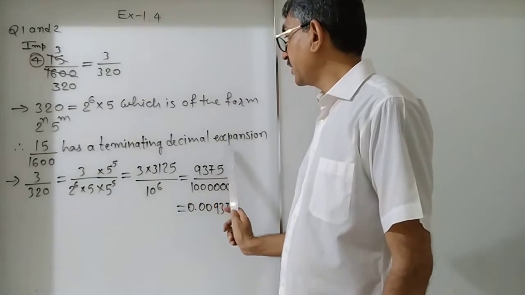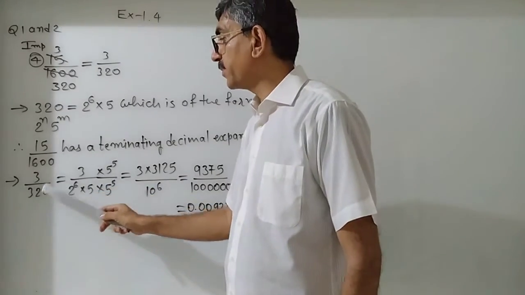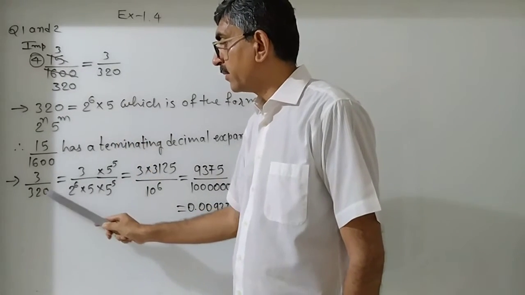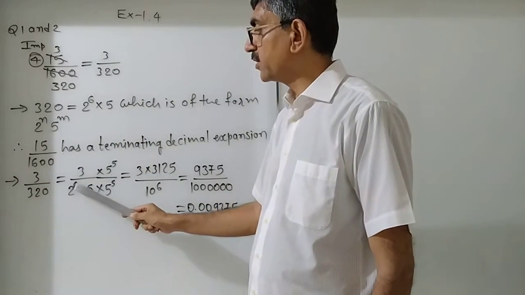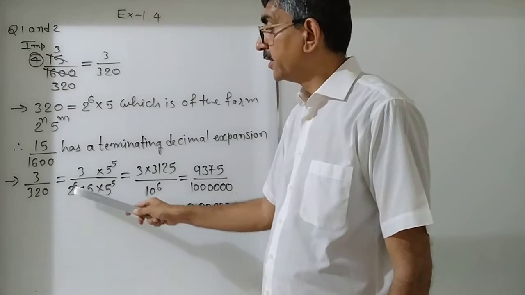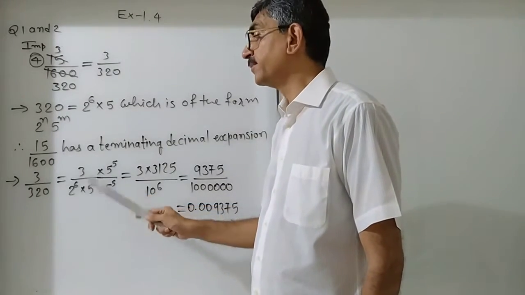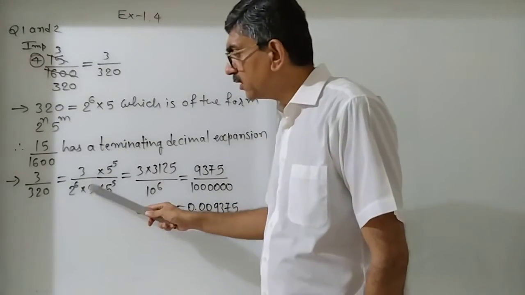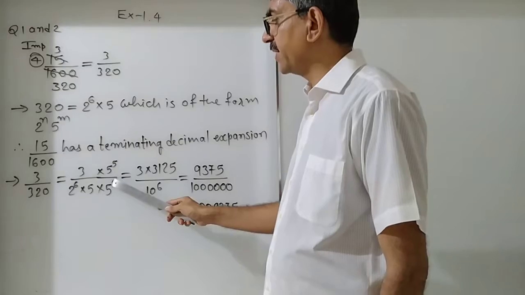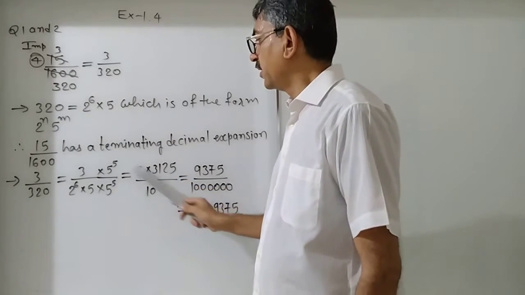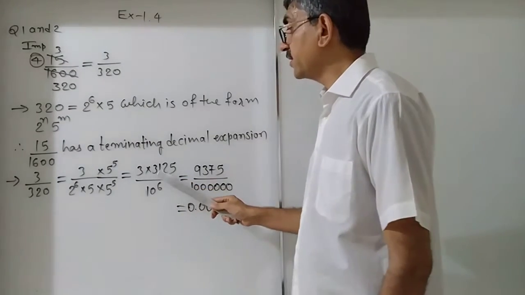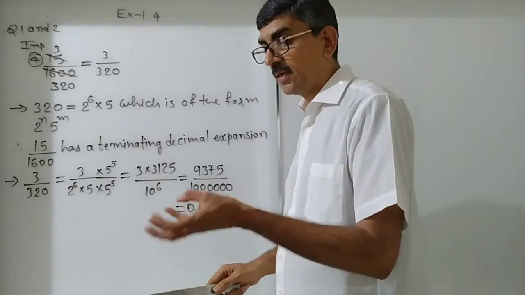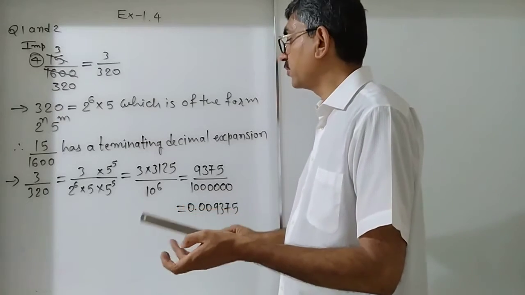As it has a terminating decimal expansion, we would express it in decimal form. For that, we take this simplified form. The factor of 320 is 2 raised to 6, 5, and 3 upon this one. Here 2 raised to 6, here 5, 1. To transform the denominator into 10 raised to 6, we make 5 raised to 6 by multiplying by 5 raised to 5. So the numerator is 5 raised to 3 into 5 raised to 5, which is 3125. 5 raised to 5 means 5 into 5 into 5 into 5 into 5, 5 times.